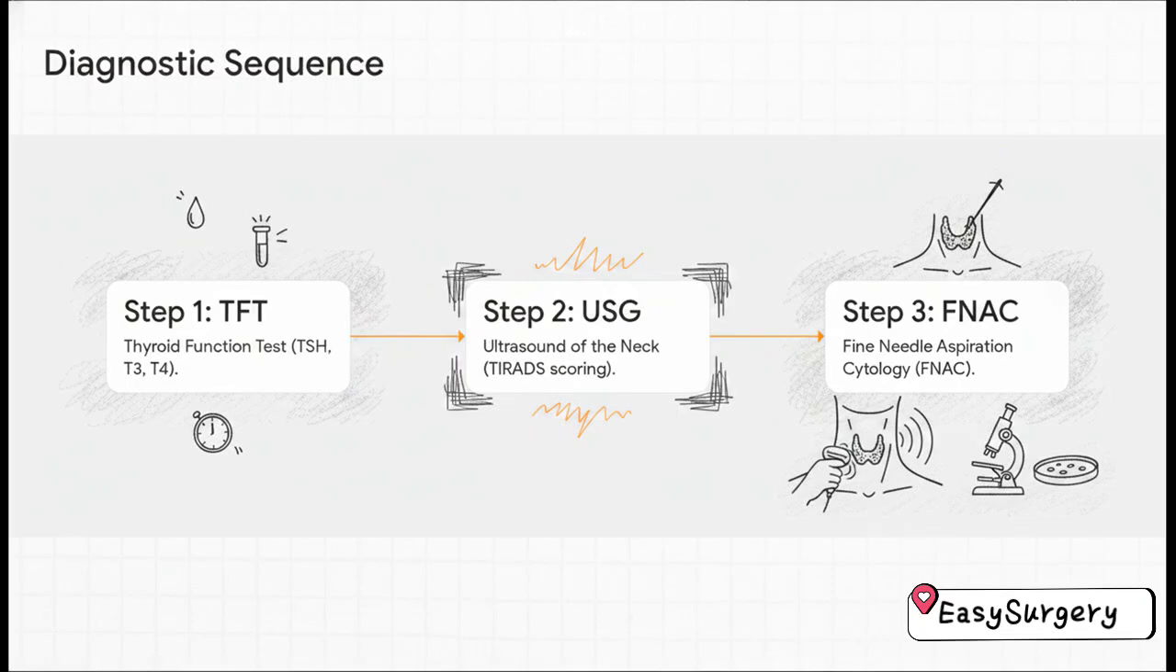No skipping steps. You always start with a fasting thyroid function test to establish baselines, and TSH is your most sensitive marker here. Only after that do we check the anatomy with a neck ultrasound. And finally, if it's indicated, we sample the actual tissue using FNAC.